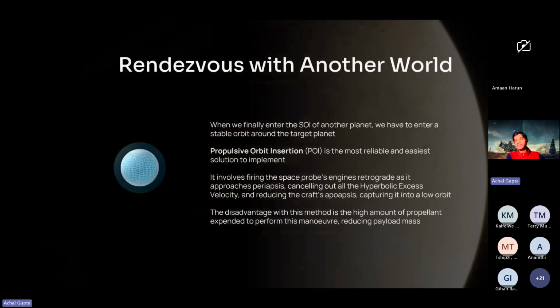Okay, 9 months later, we are on arrival to Mars. Now, let's say we are an orbiter and we want to orbit Mars to perform science. How do we do that? Well, there's 2 methods, and the second method has 2 different ways of doing it.